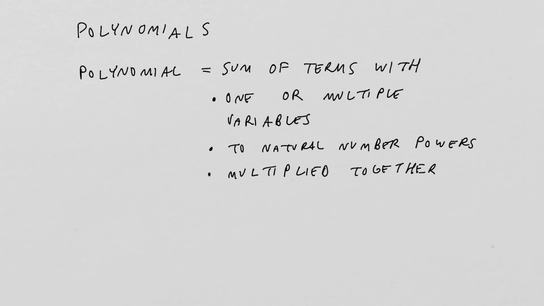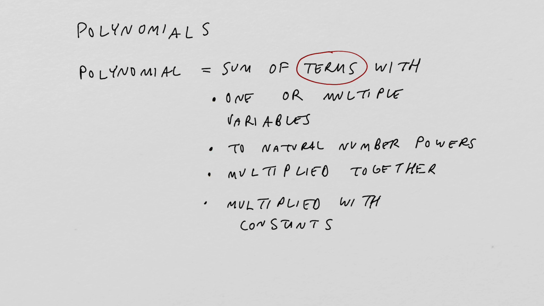Let's next talk about polynomials. Polynomials are sums of terms, and the terms need to satisfy some rules. In the terms we might have one or multiple variables. The variables can be put into some natural number powers, and they can be multiplied together, and we can multiply each term with some constant.